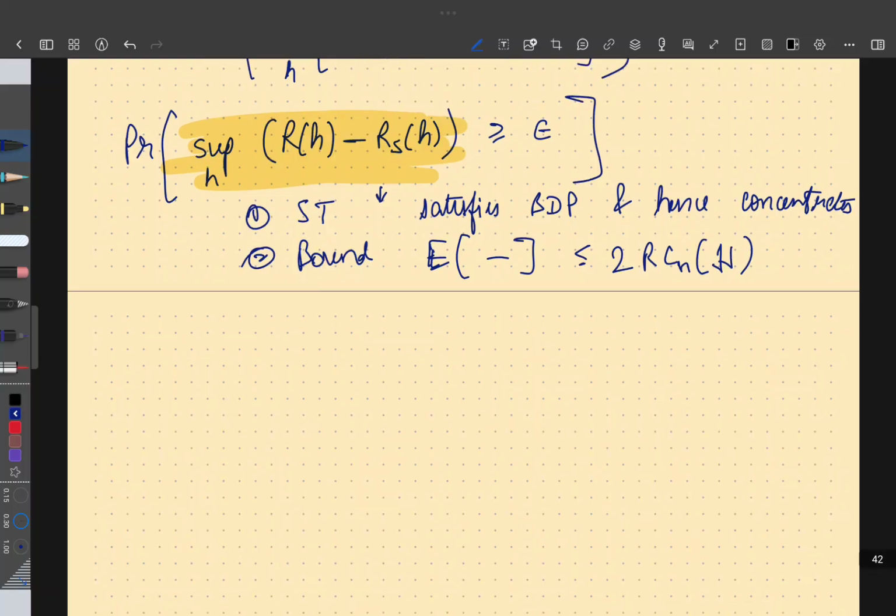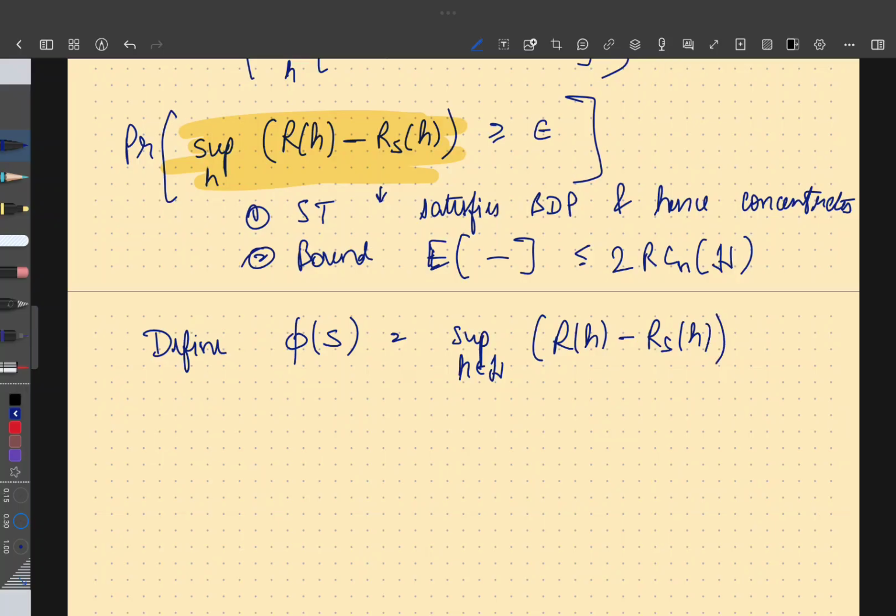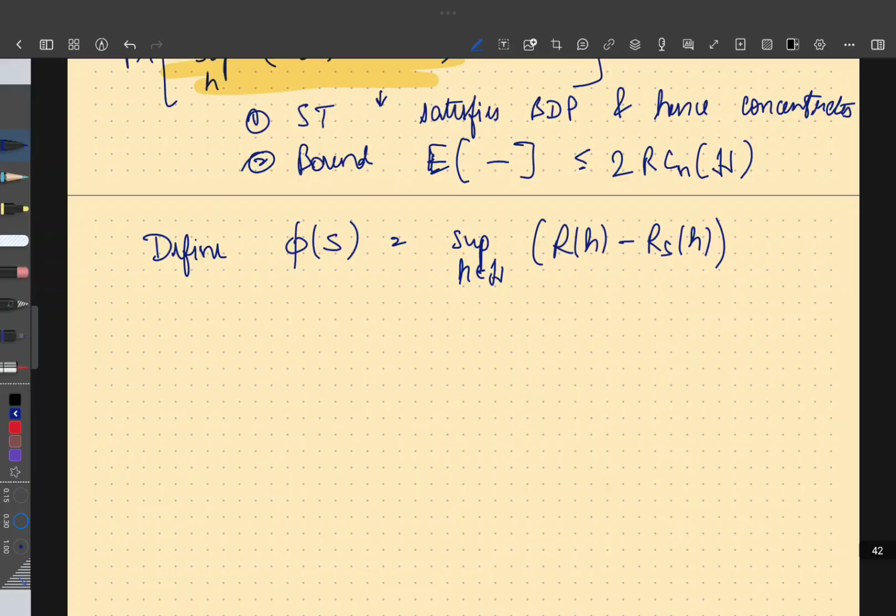Okay, so let's go through each of these steps. So step 1 is to show that this quantity satisfies the bounded differences property. So let me define phi of S to be the supremum over all H in the hypothesis class of R of H minus Rs of H. This depends on the hypothesis class as well, but I'm not indicating that in phi of S.